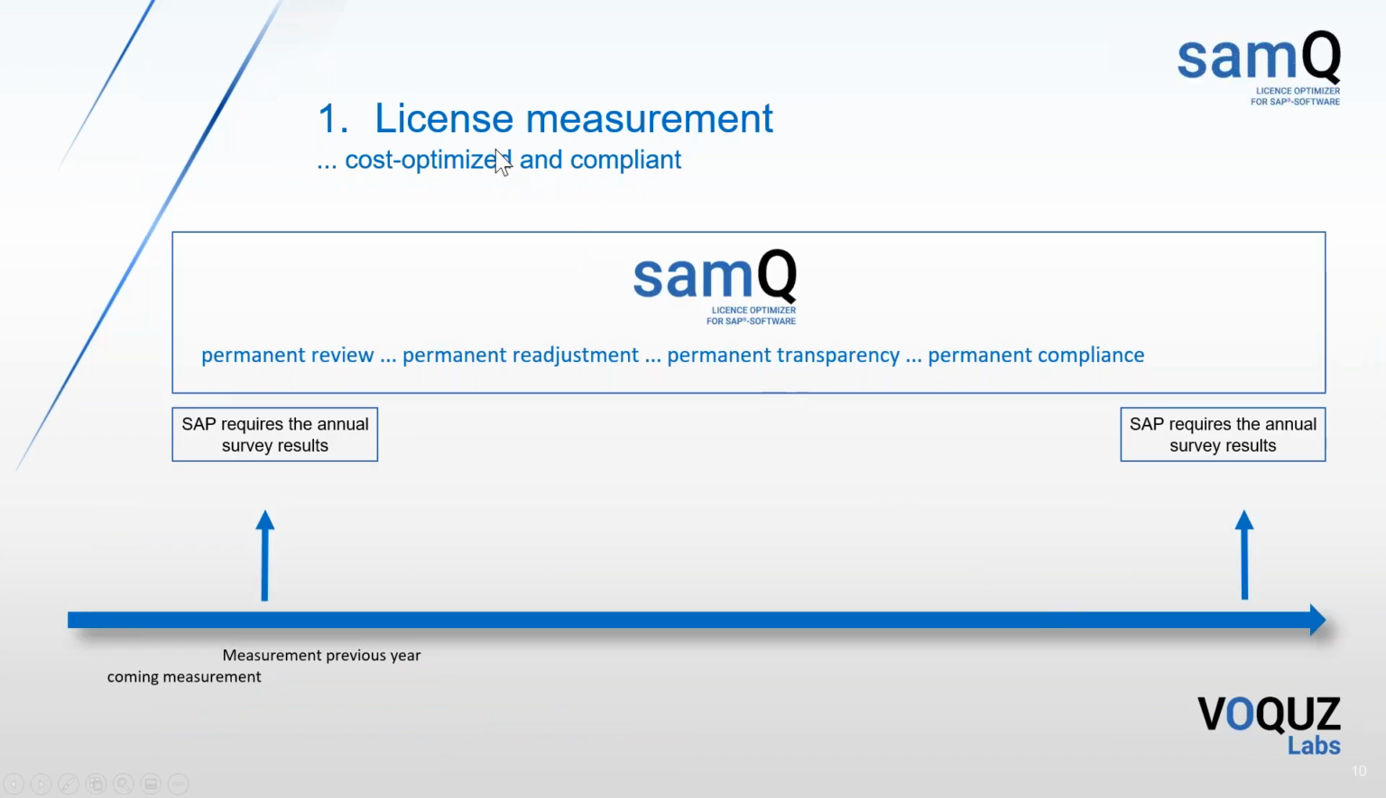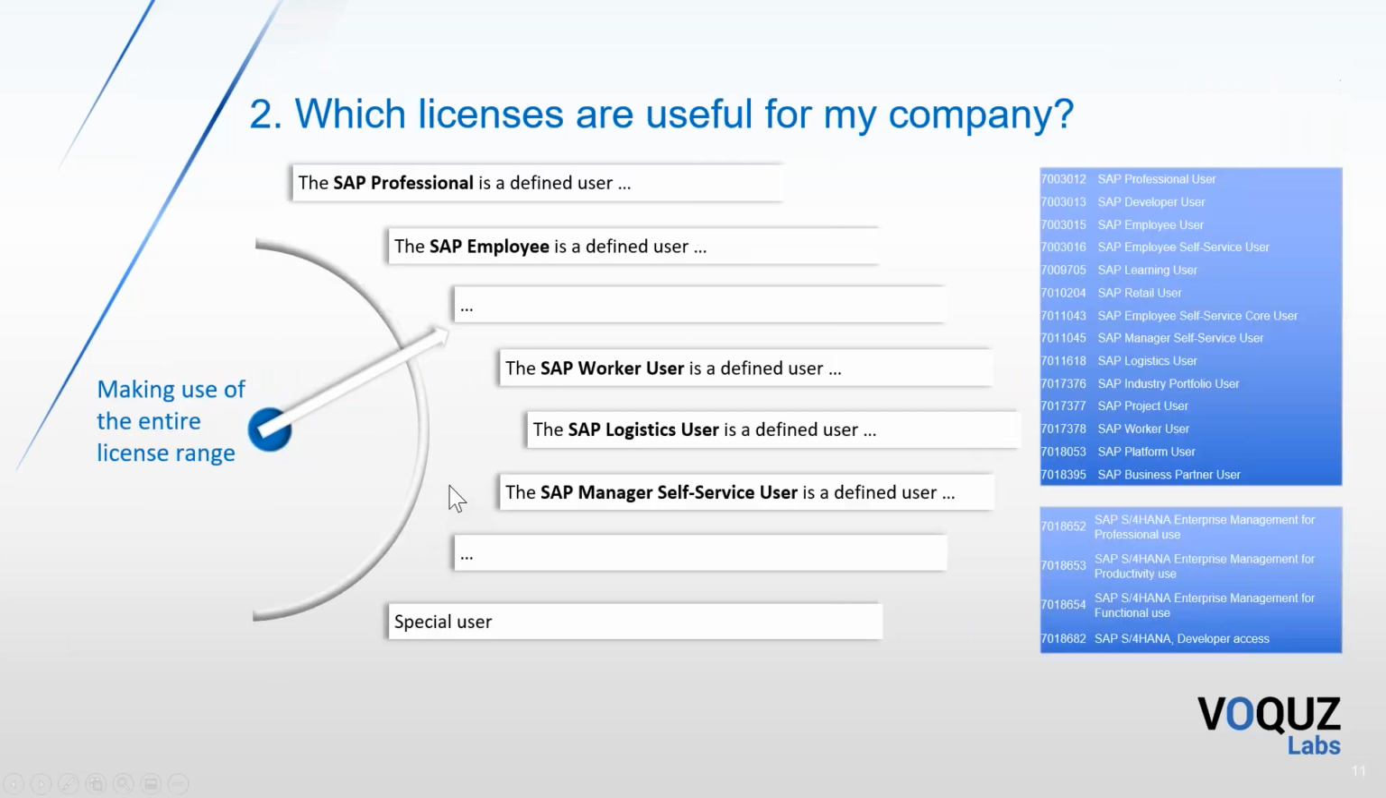So the license measurement means that you normally need to permanently review, readjust, and obtain transparency to understand your compliance situation. SAP requires your annual survey or measurement results every year, and it changes all of the time. We don't have a client who doesn't change all of the time in that area.